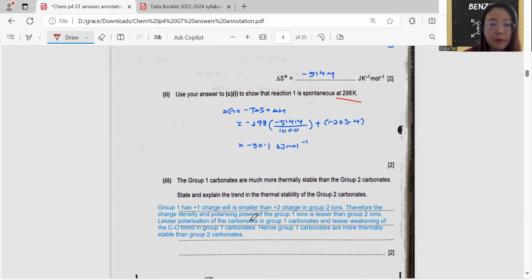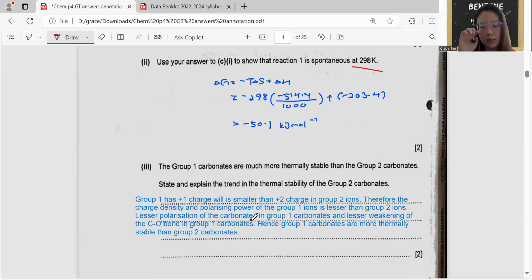All right, next part. Group 1 carbonates are much more thermally stable than group 2. State and explain the trend in the thermal stability of group 2 carbonates. Okay, so state and explain. Can I just add one sentence behind? All right, so I will just say the last sentence, group 1 carbonates are more thermally stable than group 2. Basically, I'm just re-quoting the question, but that is my conclusion now. Okay, so the trend in thermal stability of group 2 carbonates.